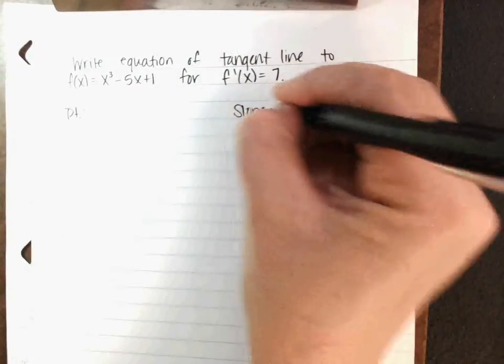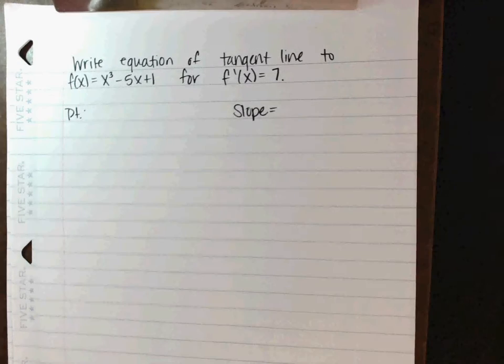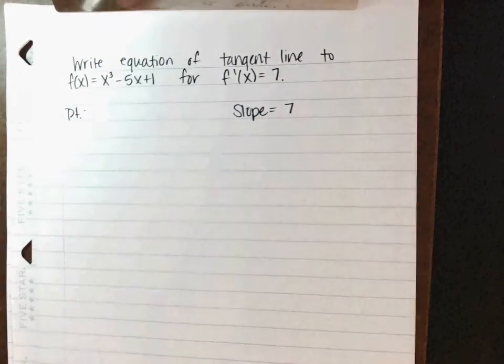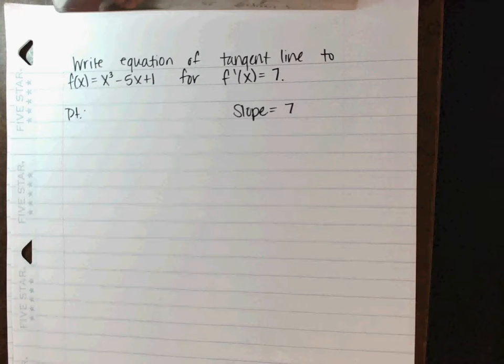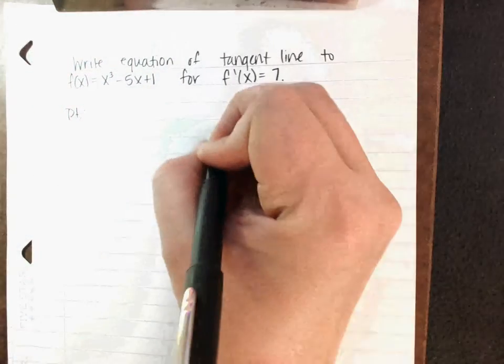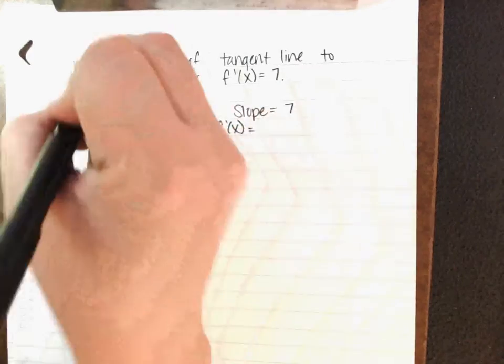Now, did they give us a point this time? 7. Is that a point? That's the derivative, which makes it the slope. So I know my slope is going to be 7. We did these yesterday, but with horizontals. If I want the slope to be 7, I'm going to go about it the same way. What would I do first? Take the derivative. What's f prime of x?